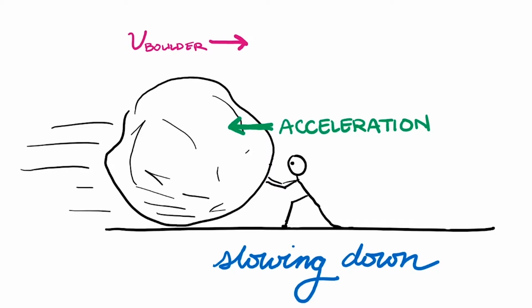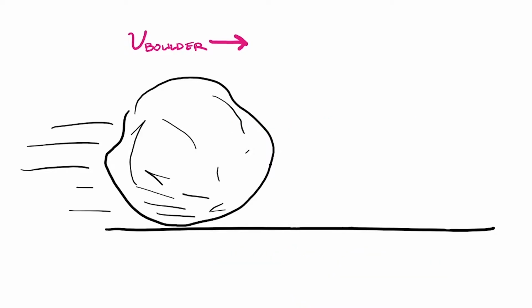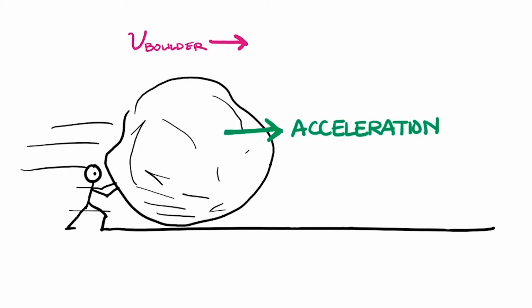Likewise, if you wanted to speed this boulder up, you'd push with the boulder in the direction of its motion. By applying a force in the same direction as its velocity, we're causing an acceleration in the same direction as its velocity. And that is why acceleration and velocity vectors must be in the same direction if an object is gaining speed.